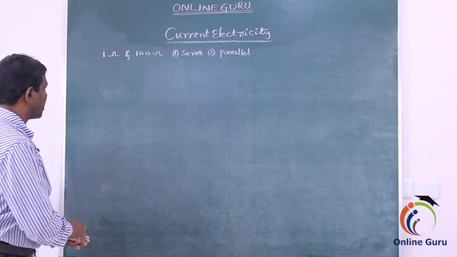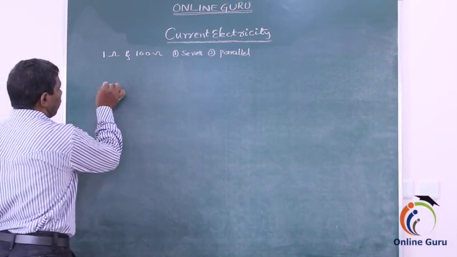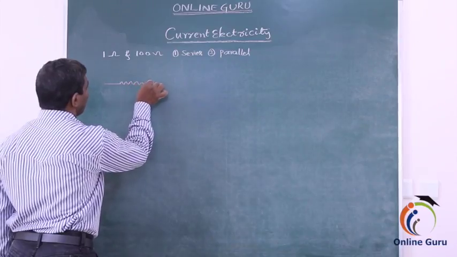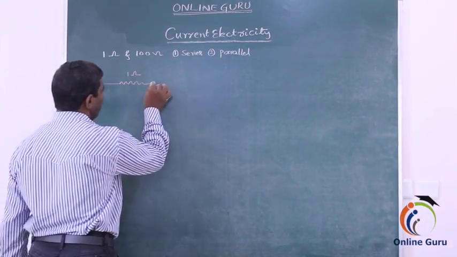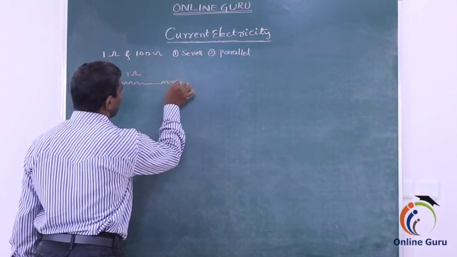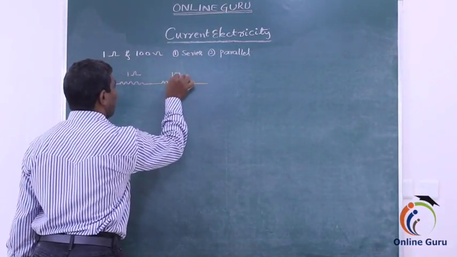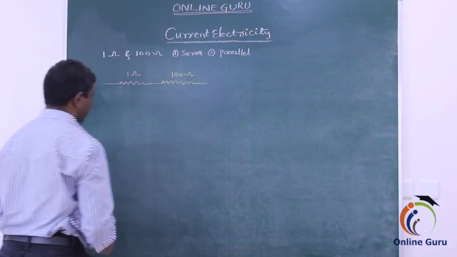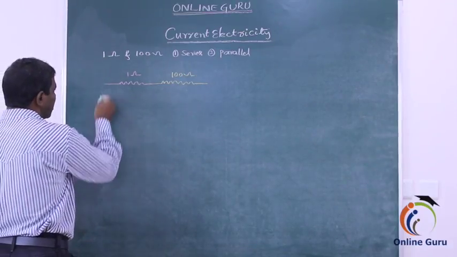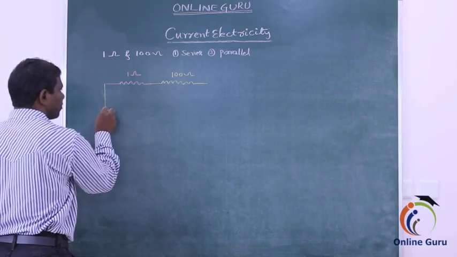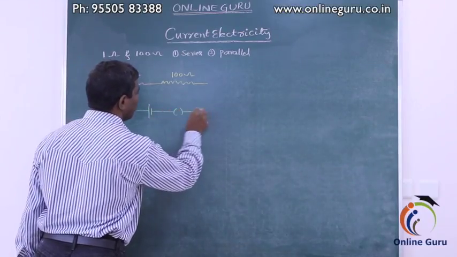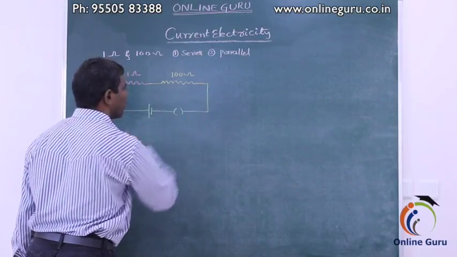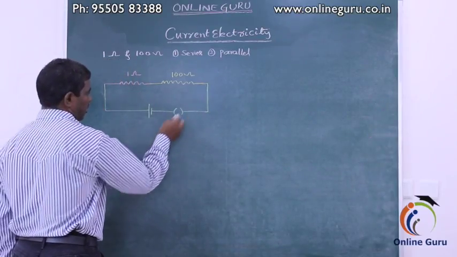They are given two resistors. One has a resistance of 1 ohm. Another one is a resistor of 100 ohms. These two resistors are connected through a battery and a key connected in series.